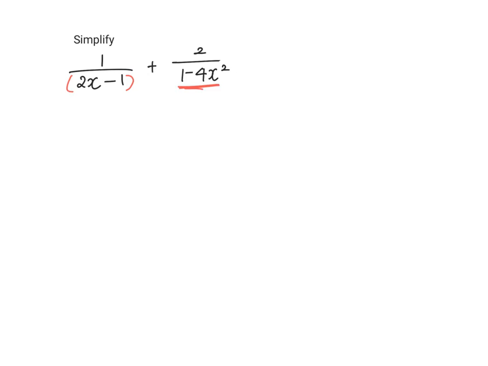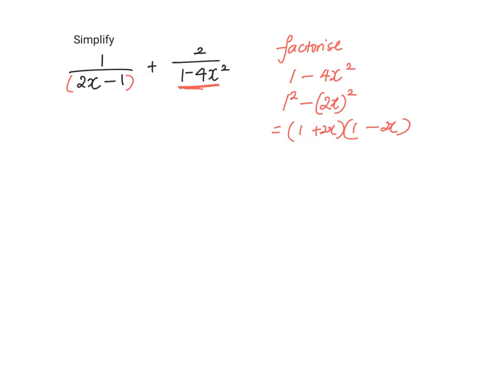What can I do with 1 minus 4x squared? We have to factorize it. 1 minus 4x squared, this is actually 1 square. 4 is actually 2 square, so it will be 2x whole thing square. In this case, I can use a square minus b square equals a plus b, a minus b. So I have 2 brackets, 1 plus 2x, 1 minus 2x.